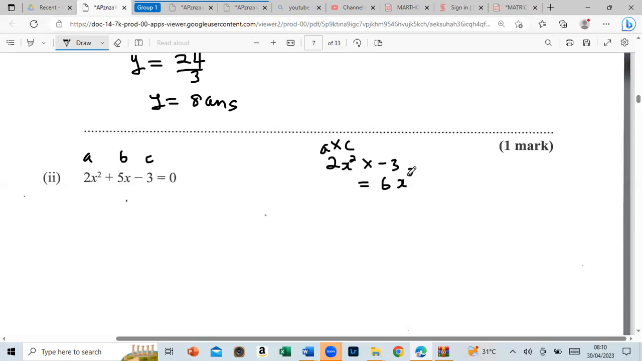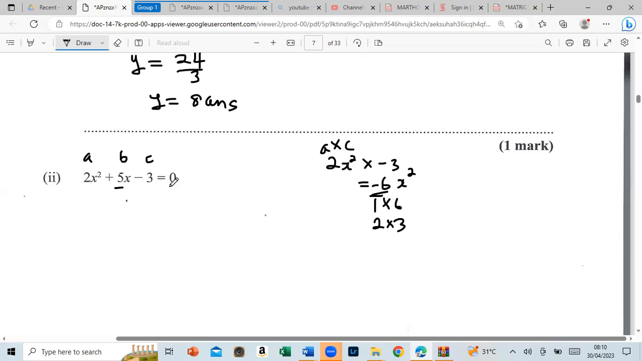So this will give us negative 6x squared, right? 2 times 3 is 6. So what are all the factors of 6? 1 times 6, 2 times 3. So we need two numbers that, when you multiply them, give us negative, and when you add them, give us positive. So that would be 6 and minus 1, right? We can't use 2 and 3 because we need to get a negative and a positive 5.